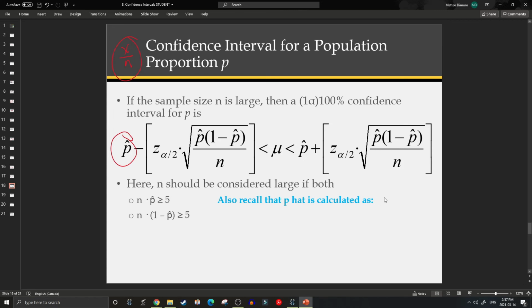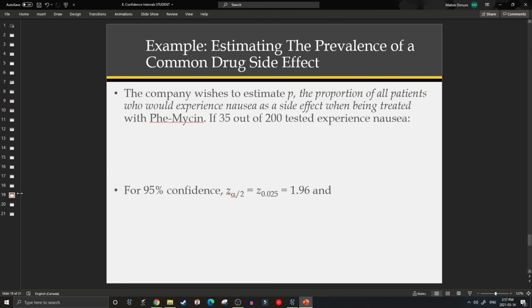I even have it down here. Recall that p-hat is calculated as x divided by n, or number of successes divided by number of samples, whatever it is. Every question's a little bit different. n should be considered large if both these two things are true, just like when we're doing the binomial distribution: n times p-hat should be greater than or equal to 5, and n times 1 minus p-hat should be greater than or equal to 5.